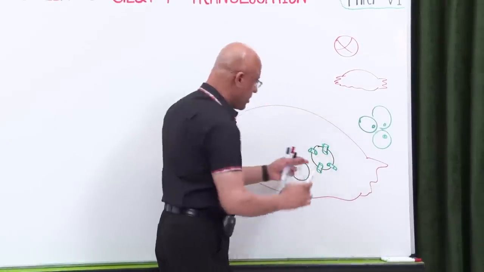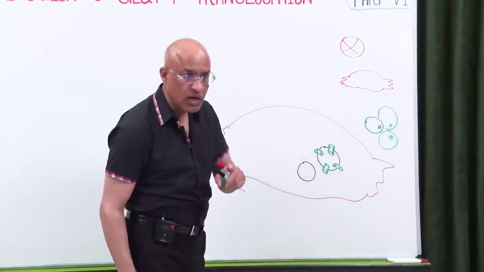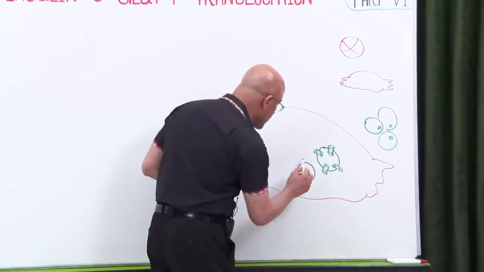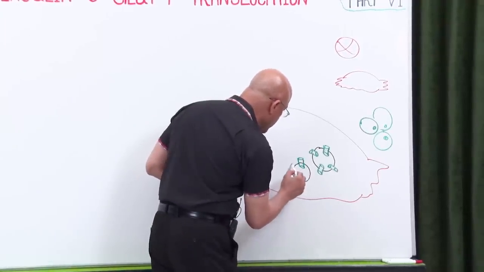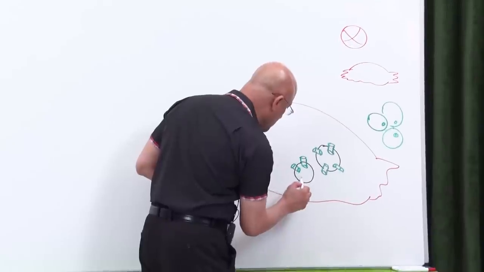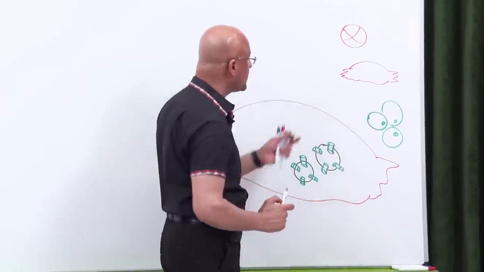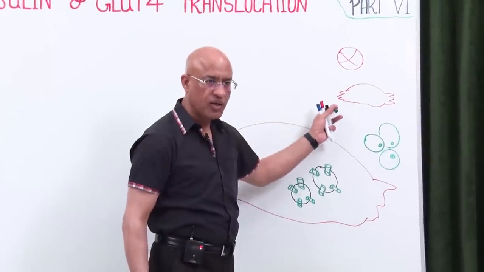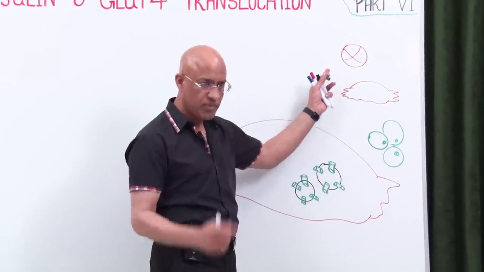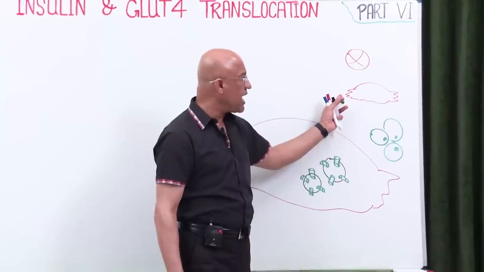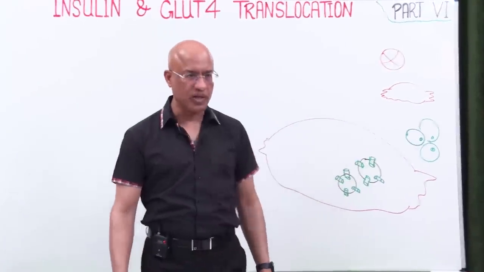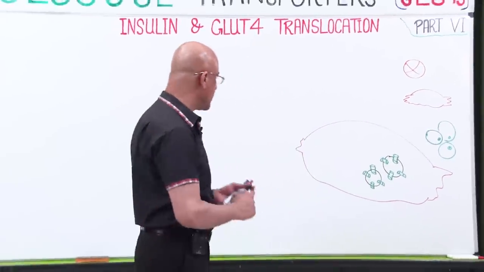with intracellular vesicles. And where are these vesicles present? These vesicles are present in which tissues? GLUT4 containing vesicles are present in striated muscle, myocardial cells, skeletal muscle cells, and also present in adipocytes, right, the fat cells.